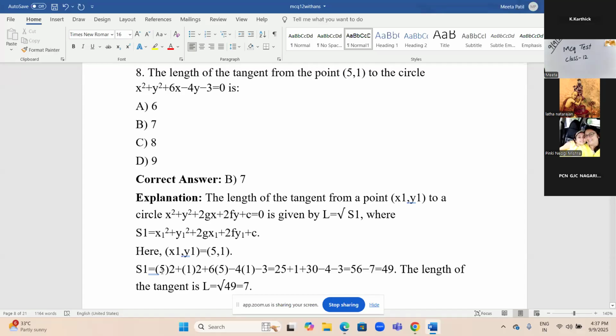If you substitute the values in the equation, you are going to get this as 49. So the length of the tangent has the under root there. So 49 is not the answer. You have to take the root for that one. So what is the square root of 49? That is 7. So that means option B is the correct answer for this question.